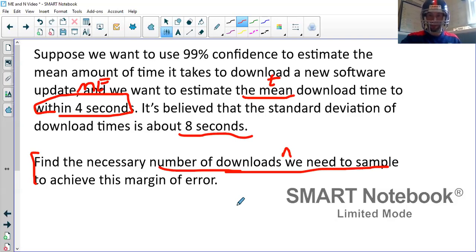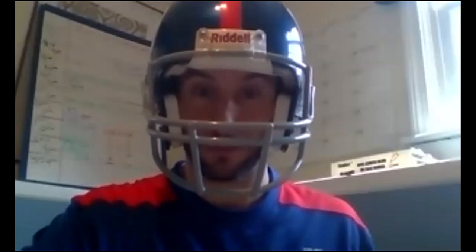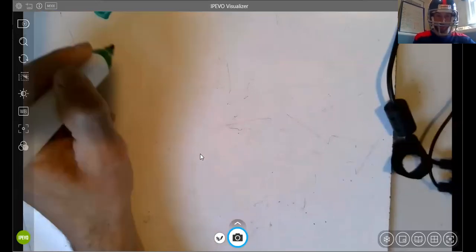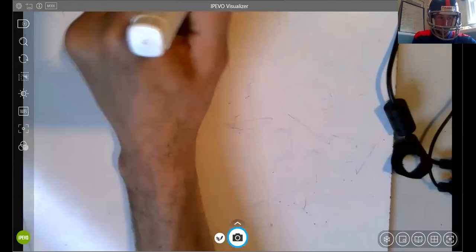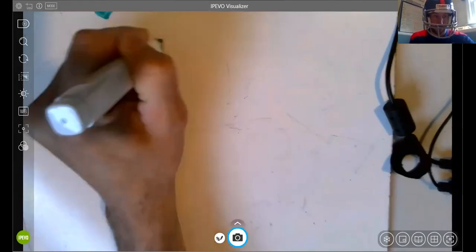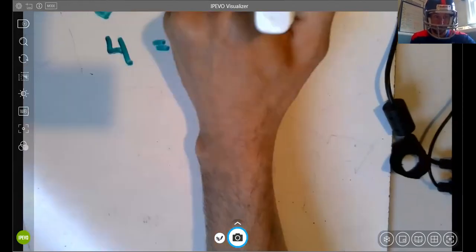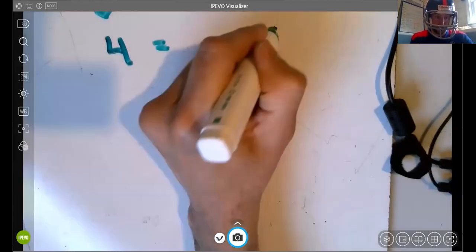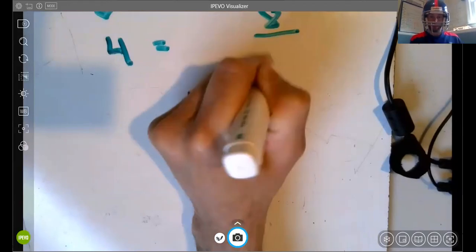So let's go back to the whiteboard here. So margin of error, we know we want that to be 4 seconds. We know margin of error equals critical value, the same thing we just saw, times our standard error formula, which we know is standard deviation over the square root of n.